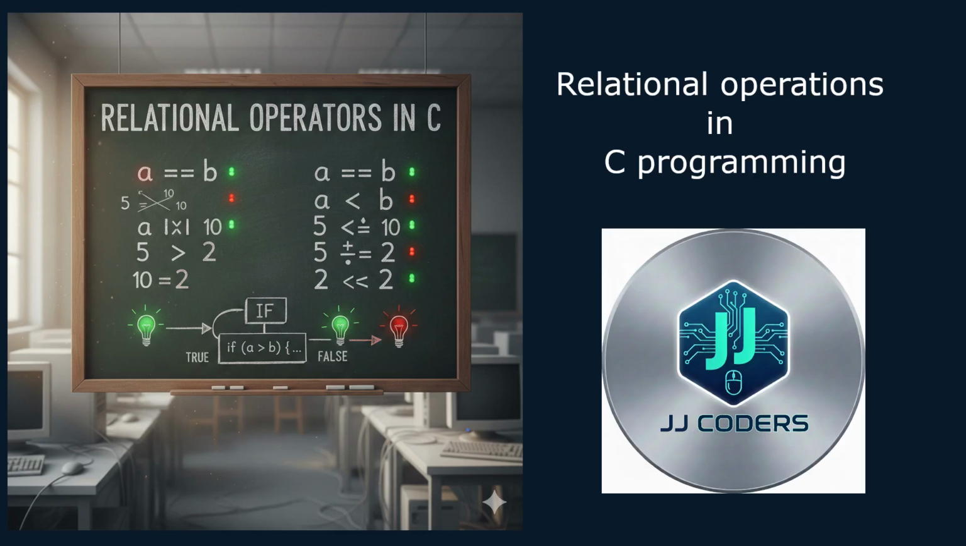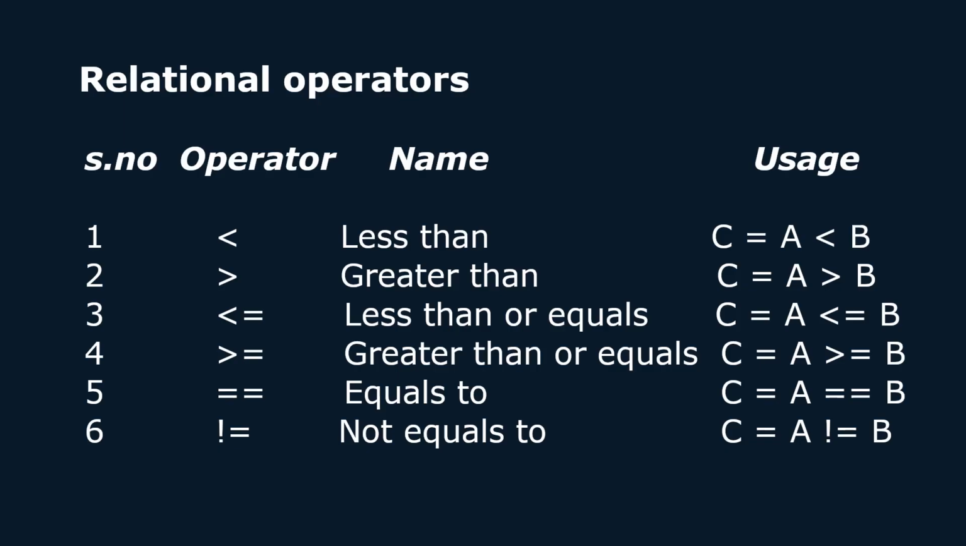In our previous video, we have learned about how to use arithmetic operators in C. In this video, we will learn about how to use relational operators in C. Relational operators are used to compare the values of the variables. Following are the relational operators in C.